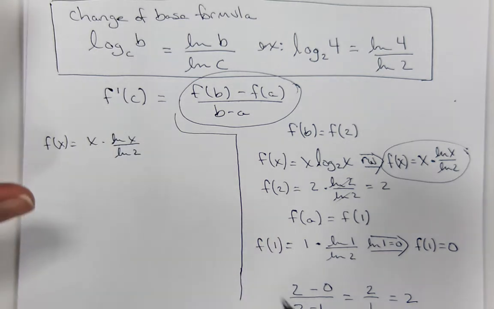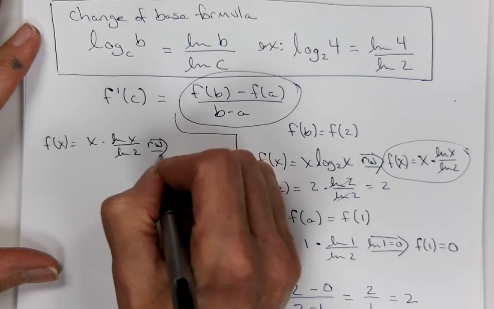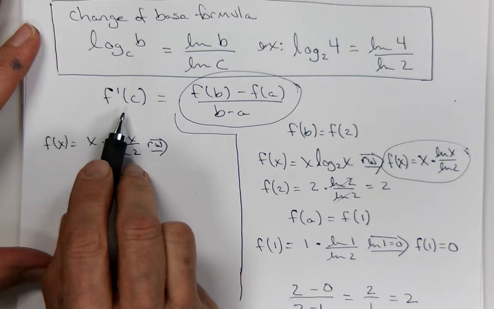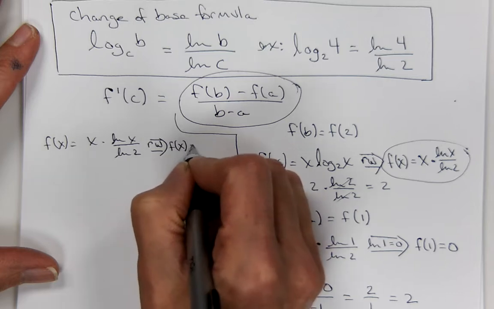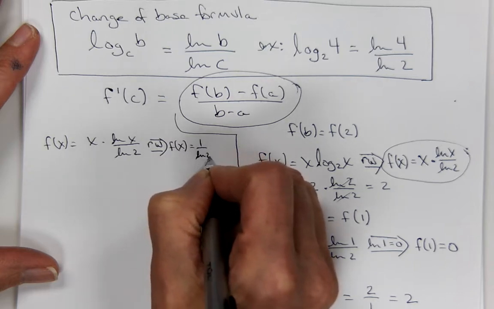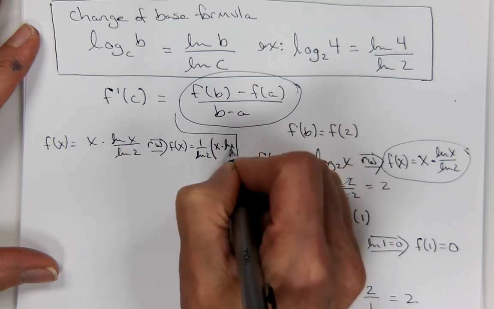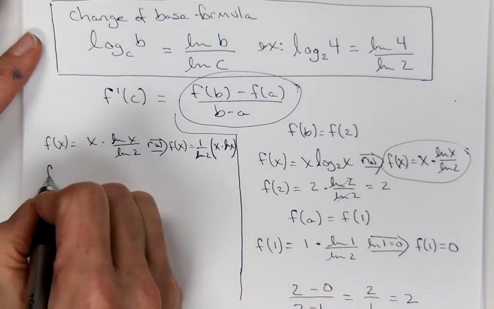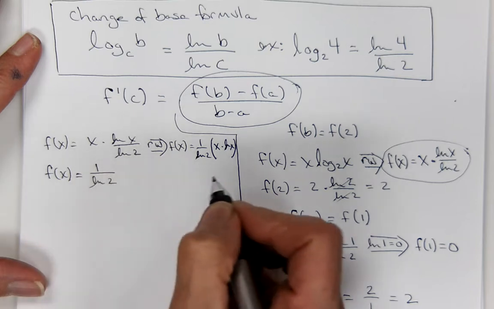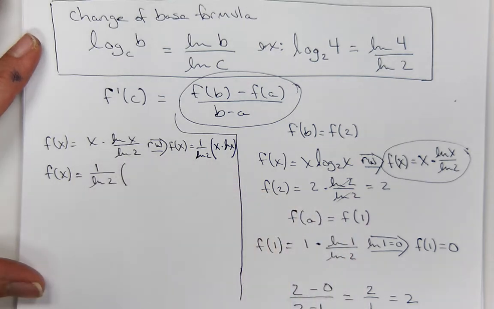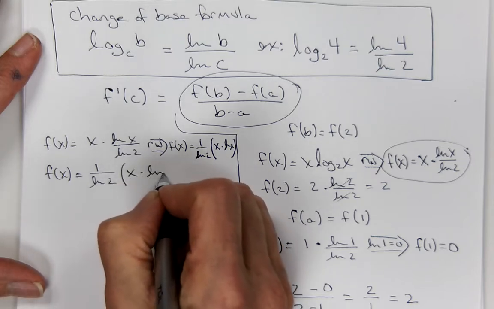And I'd like one more rewrite. So before I go ahead and find the derivative, because we need the f prime of x, f prime of c, we're going to write f of x as 1 over natural log 2, and then in parentheses, x times natural log x. And that's getting pretty crowded, so I'll rewrite it. F of x is equal to 1 over natural log 2, and that's a constant factor that I'm taking out, so it's just going along for the ride. X times natural log x.